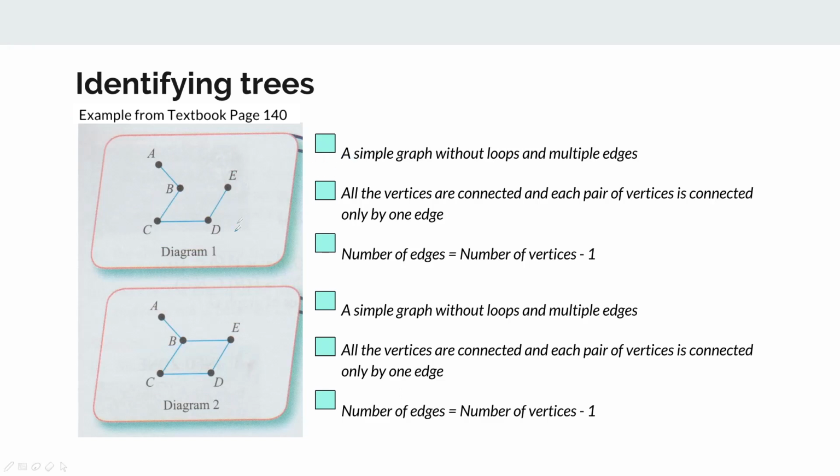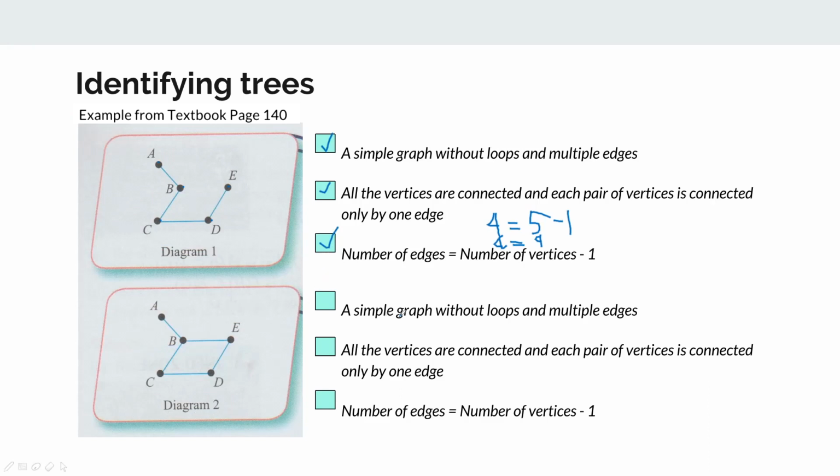First one, diagram 1: a simple graph without loops and multiple edges. Yes, this is correct. Secondly, all the vertices are connected and each pair of vertices is connected only by one edge. Yep. And lastly, the number of edges is equivalent to the number of vertices minus 1. The number of vertices here is 1, 2, 3, 4, 5 and the number of edges is 1, 2, 3, 4. So 4 equals 5 minus 1, 4 equals 4. Yes, this is correct. So this diagram is a tree.